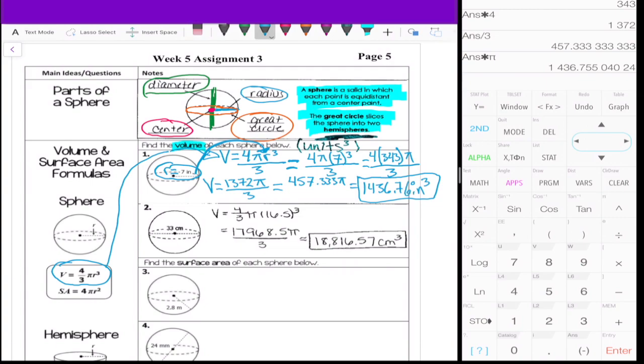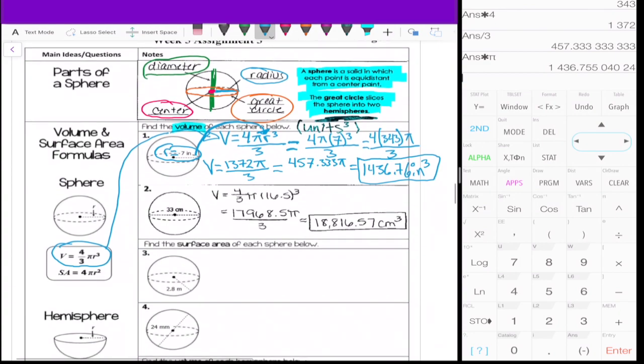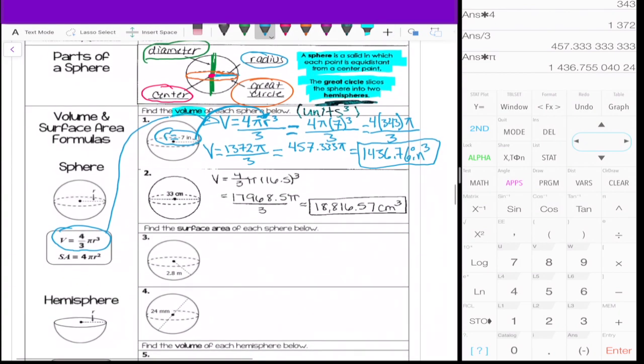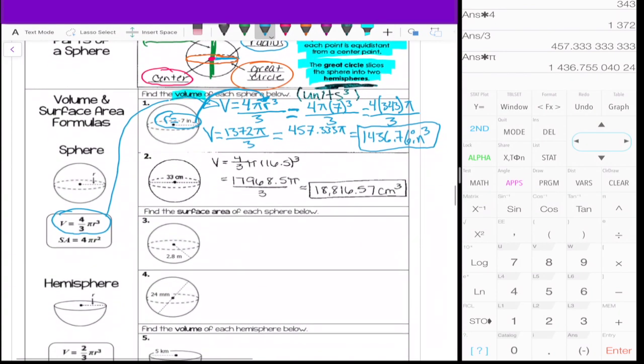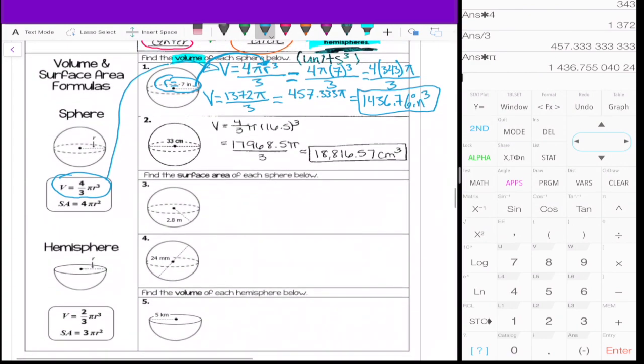All right, let me make that look a little bit prettier. All right. So the next one is just another example using diameter instead. You just plug it in. So the diameter, remember, you just divide by 2 and you get your radius. So that's what your r equals.